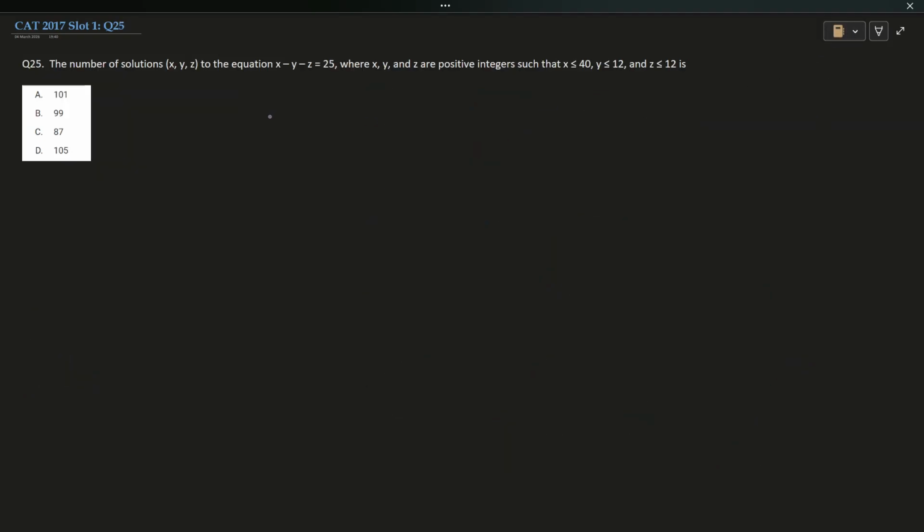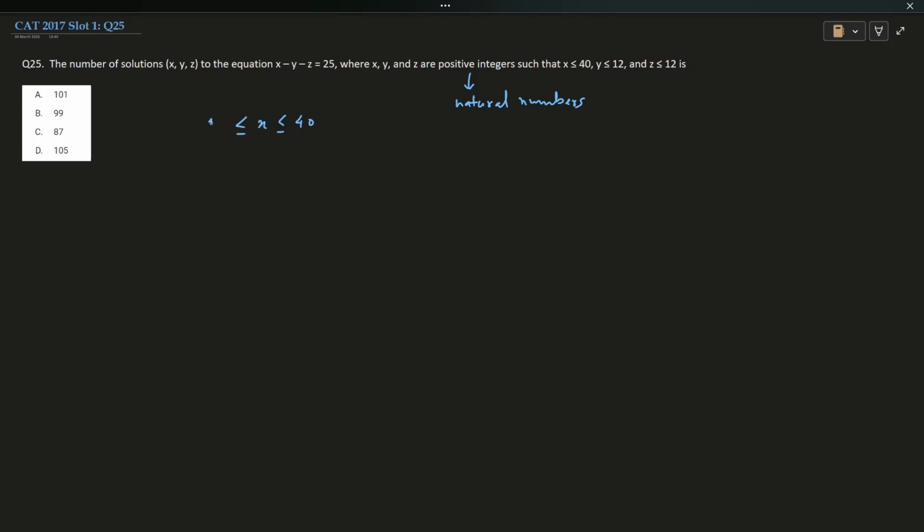The number of solutions x, y, z to the equation x minus y minus z equal to 25, where x, y, z are positive integers. What are positive integers? Positive integers means natural numbers. Such that we are given the range. See, we are told that x is less than equal to 40. Explicitly, we are told this explicitly, right? But we are also told something implicitly, that x, y, z are natural numbers.